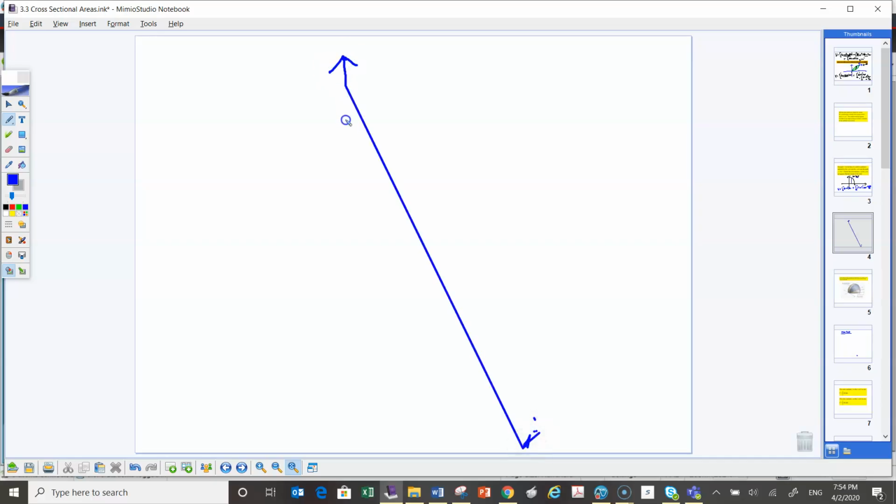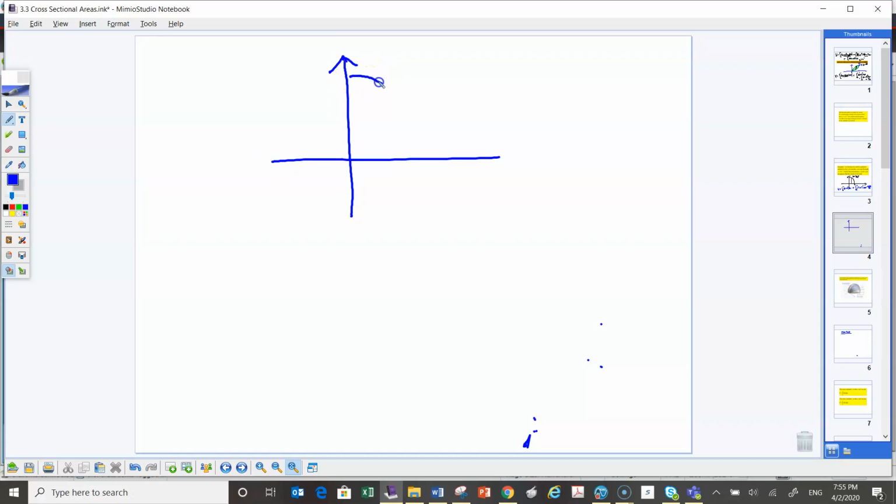All right, let's do this exact same question, but now we are going to say that the base is the base of a semicircle. So again, here's my function 4 minus x squared. It crosses the x-axis at 2. It's just in the first quadrant.